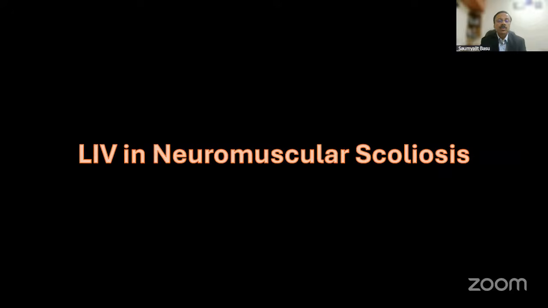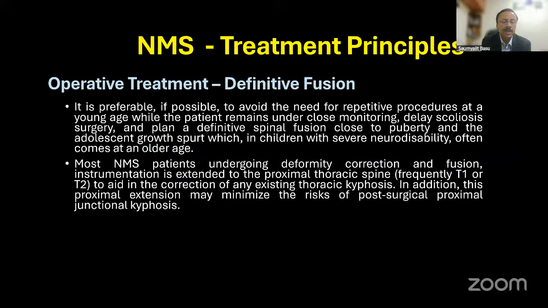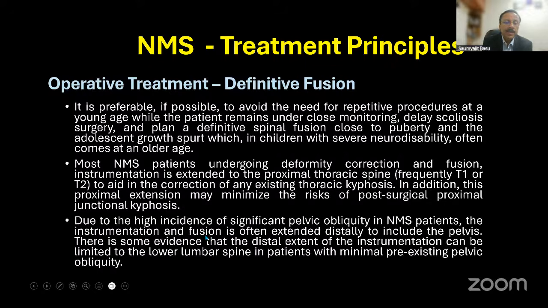Now let's come down to neuromuscular scoliosis. This is a very, very controversial aspect because in most neuromuscular patients undergoing deformity correction, the fusion is extended to the proximal thoracic spine. And there is a high incidence of significant pelvic obliquity in neuromuscular scoliosis patients, and the fusion is often extended distally to include the pelvis.